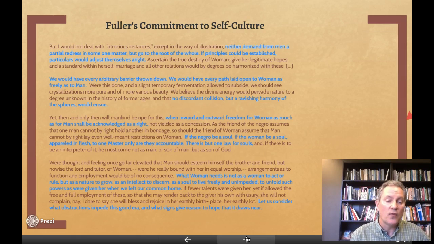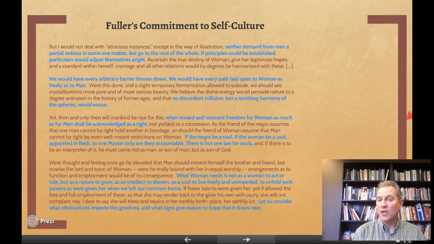Were thought and feeling once so far elevated that man should esteem himself the brother and friend, but nowise the lord and tutor of woman, were he really bound with her in equal worship, arrangements as to function and employment would be of no consequence. What woman needs is not as a woman to act or rule, but as a nature to grow, as an intellect to discern, as a soul to live freely and unimpeded, to unfold such powers as were given her when we left our common home. If fewer talents were given her, yet if allowed the free and full employment of these, so that she may render back to the giver his own with usury, she will not complain. Nay, I dare say she will bless and rejoice in her earthly birth, her earthly lot. Let us consider what obstructions impede this good era, and what signs give reason to hope that it draws near.